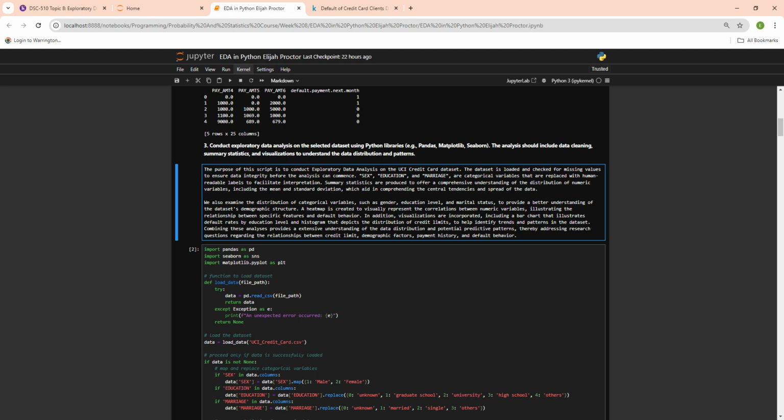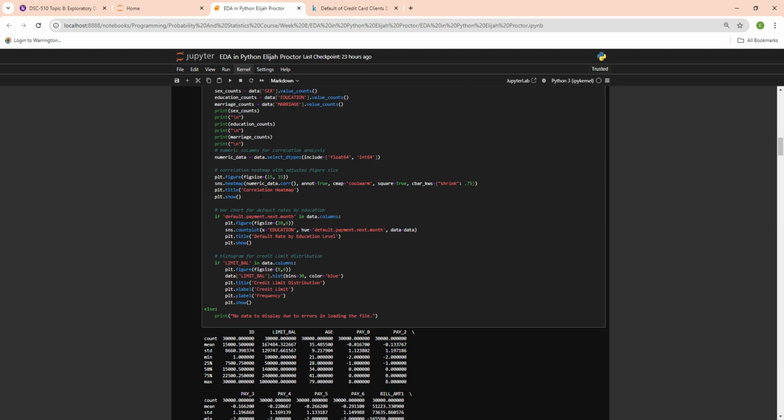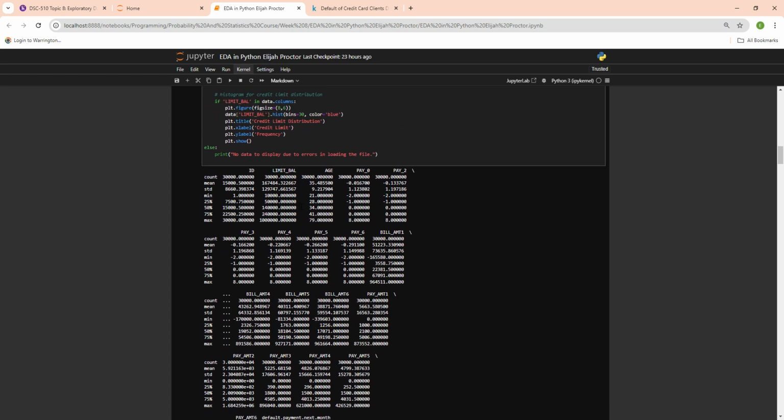These visualizations and analyses together give us a deeper understanding of the data set and show patterns or trends that address research questions related to credit limit, demographics, payment history, and default behavior. And so that kind of covers what this script is doing here. So let's go over our results.